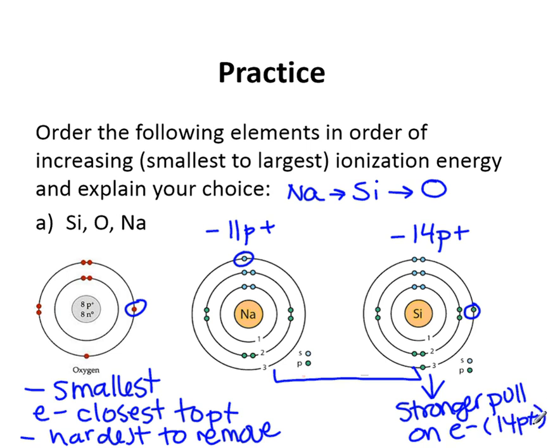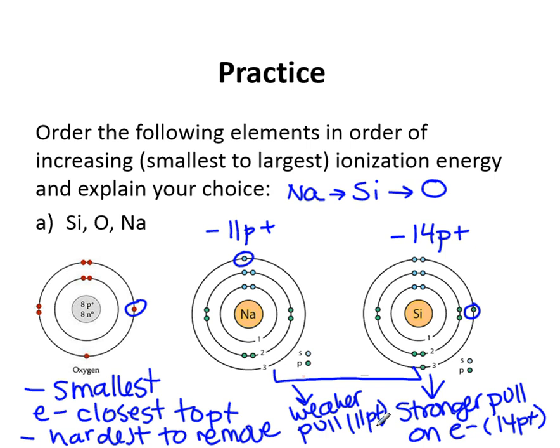So silicon has 14 protons to pull those electrons, where here there are fewer protons, only 11. So hopefully that helps understand a little bit more about why you see some differences in the elements with respect to ionization energy and the pattern on the periodic table.